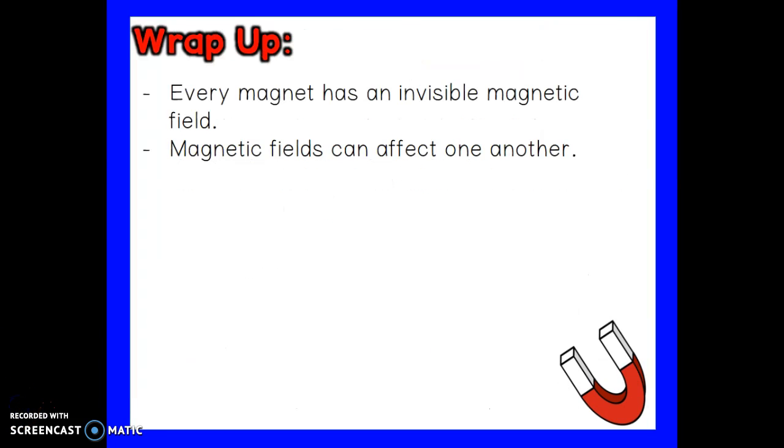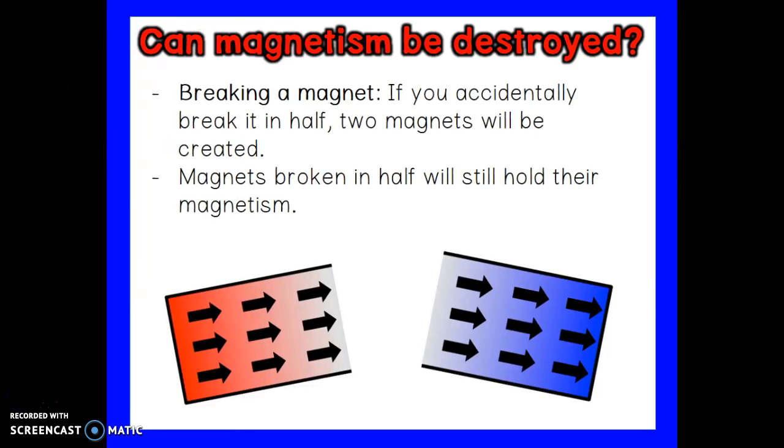To wrap up what we learned, every magnet has an invisible magnetic field. Magnetic fields can affect one another. We learned all about magnetism, but can it be destroyed?